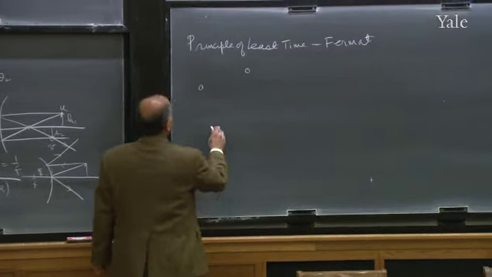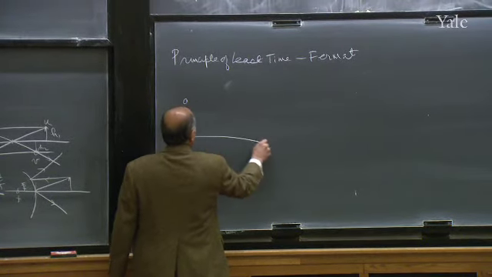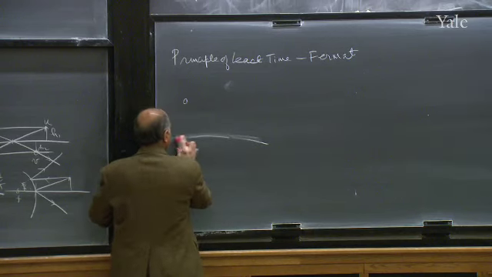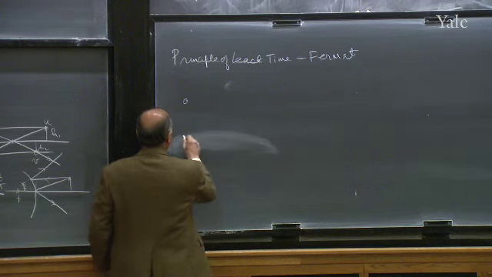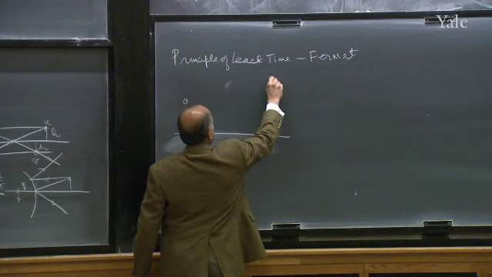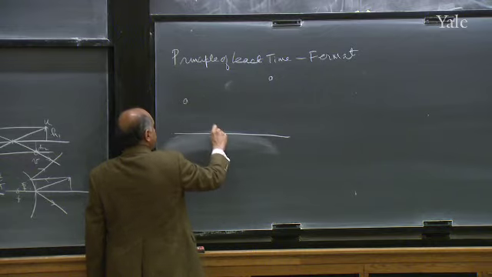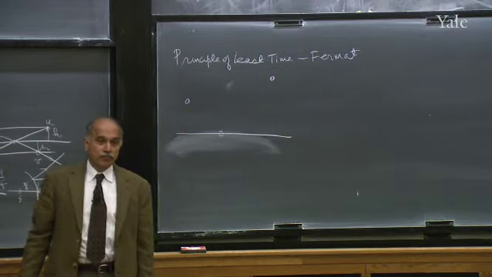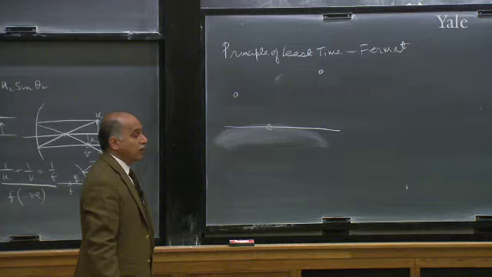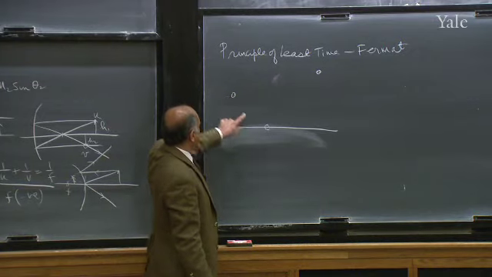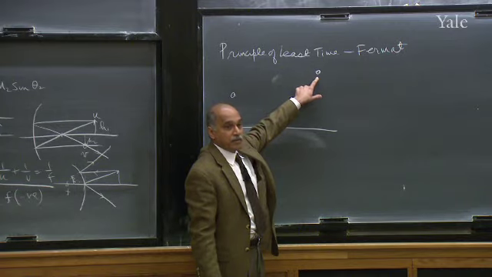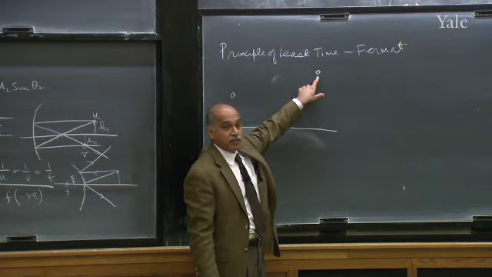The next possibility is, I want the light, let me do this right because I'm going to really draw some pictures, I want the light to hit the mirror and then come to me. So it's like a race. You're here, you got to touch the wall and go to the finish line. Whoever gets there first wins. That's the path light will take.